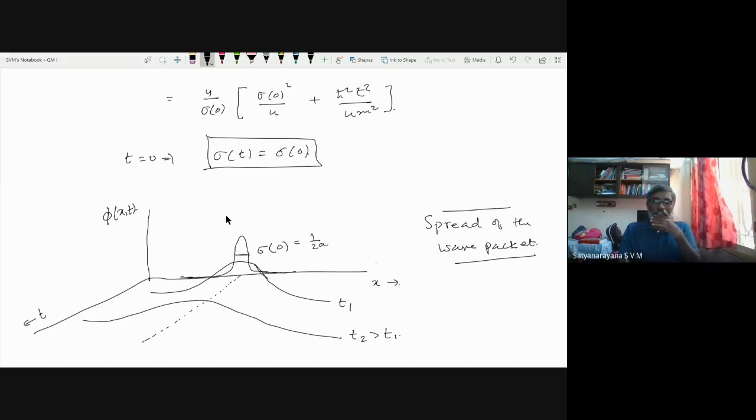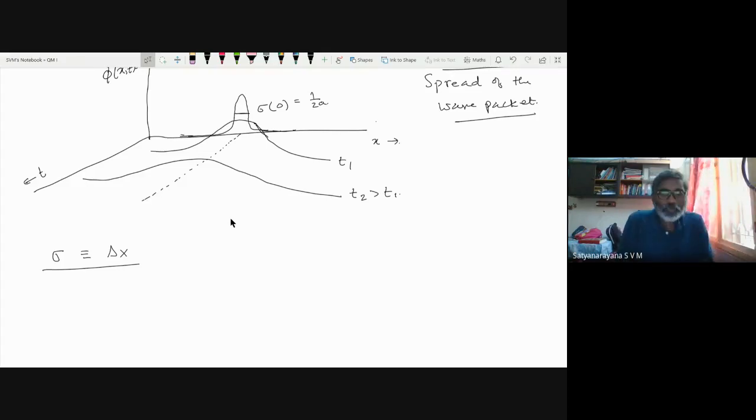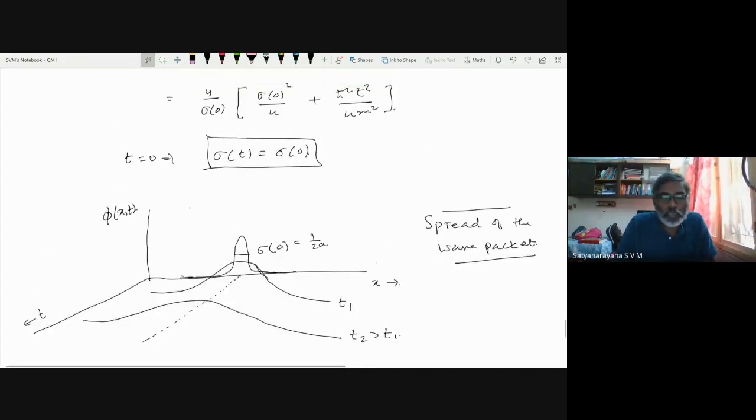Okay, so if you are talking about the spread, it is also related to this delta x. So sigma is same as delta x, uncertainty in x. So uncertainty in x keeps increasing. So the spread in the wave packet keeps increasing. So in the limit t tending to infinity, you will see that delta x goes to infinity. So this is how the wave packets are analyzed.